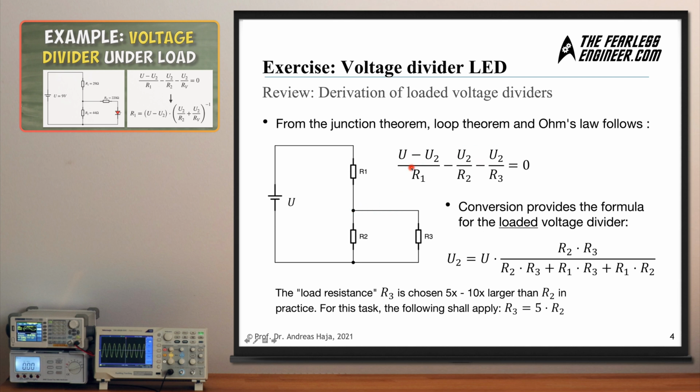And this one can be easily reshaped to U2, but as you can see, combining all these values into a common denominator makes it very hard to solve for a particular resistor value here. Let's say you wanted to solve for R2 or R1 or R3, it doesn't matter. It's very cumbersome to isolate a certain resistor value based on this final form of the loaded voltage divider, which is what we will see on one of the next slides.